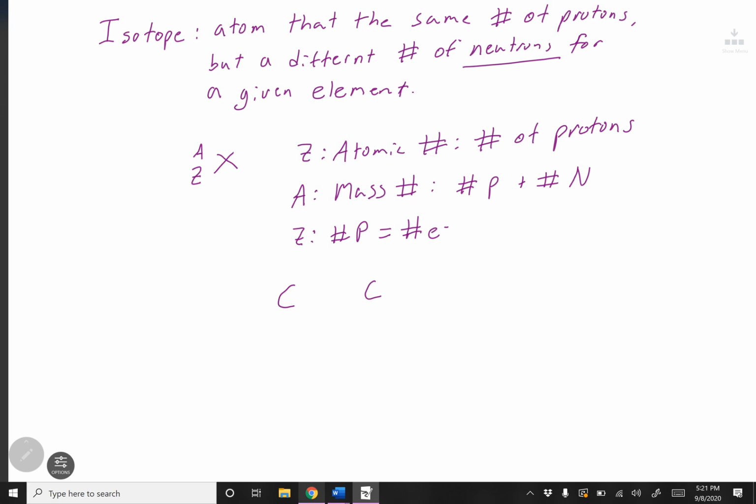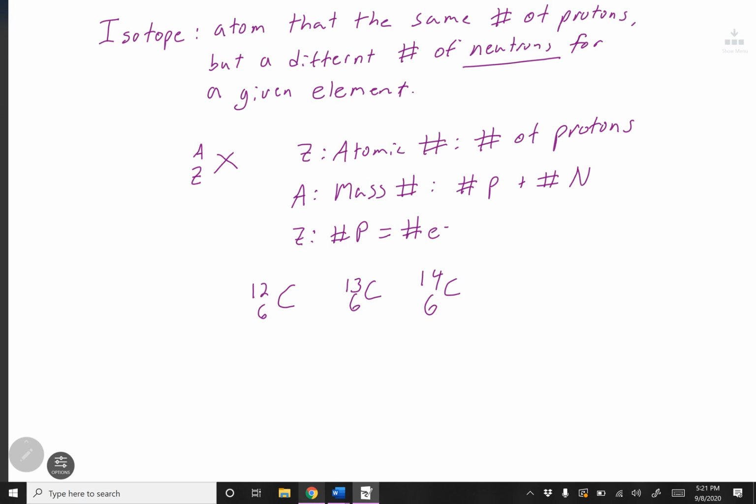I'm sorry, I did that backwards. Carbon 12, atomic number 6. Carbon 13, still atomic number 6. And here we have carbon 14. This is the one used for dating, which is still atomic number 6. Okay? So carbon 12, carbon 13, carbon 14.